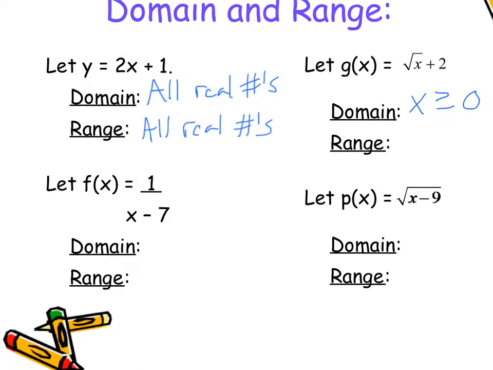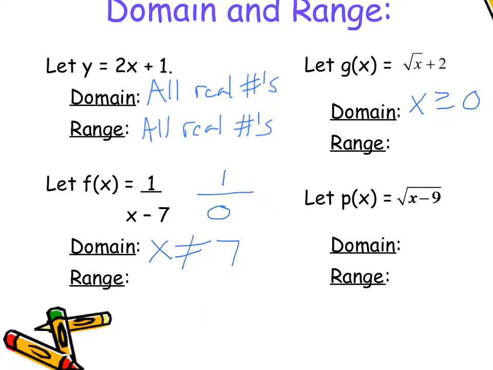Jump down to f of x equals 1 over x minus 7. What I want to watch out for here is dividing by 0. So I want to make sure my denominator can't be 0 because that would give me an answer that's undefined. And if my denominator is x minus 7, x equals 7 is the number for x that's going to give me some problems. So I'm going to specify in my domain x can't be 7, and again that's because it would make the denominator 0.